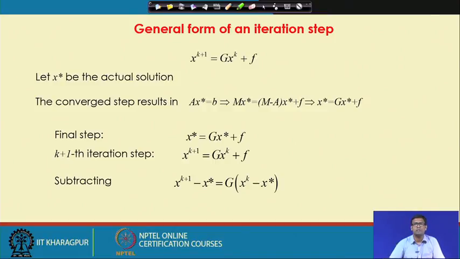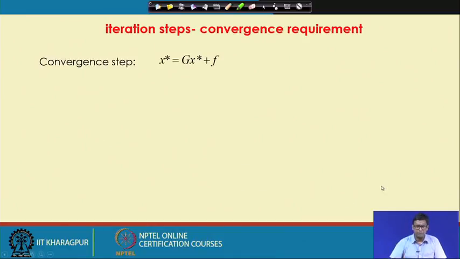Or if we write the series x 0 minus x star, x 1 minus x star, x 2 minus x star, and go on up to x k minus x star, this must be a monotonically decreasing series, so that we can get a converged solution. So, let us go to the next slides. Let us call this our relation 1. Again the convergence step is x star is equal to G x star plus f. The kth iteration step will be x k is G x k minus 1 plus f.